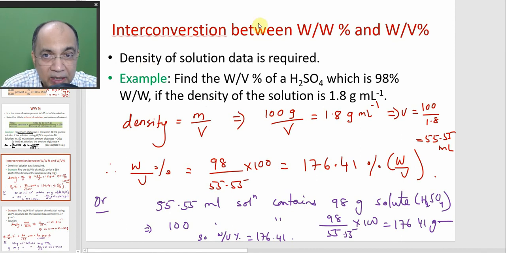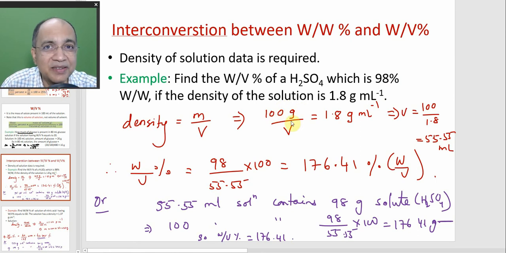Let's see. Find the W by V percent of a sulfuric acid solution. When I say any acid, it means a solution, which is 98% W by W. Its concentration or strength in W by W is given. You are asked to find in W by V, if the density of the solution is 1.8 gram per milliliter. Now, if M by V is the density, since it is a W by W percent that data is given, let us, for our convenience, keep the mass of the solution as 100.